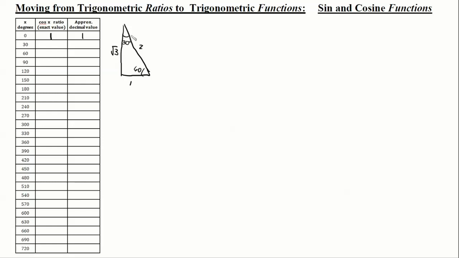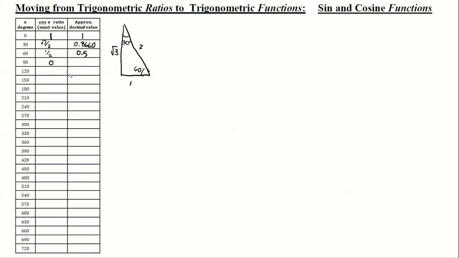Okay, so the cosine of 30 degrees is going to be root 3 over 2. Again, if we evaluate this in a calculator, we get 0.8660. We then do the cosine of 60 degrees is equal to 1 over 2, or 0.5, and the cosine of 90 degrees, which is 0.